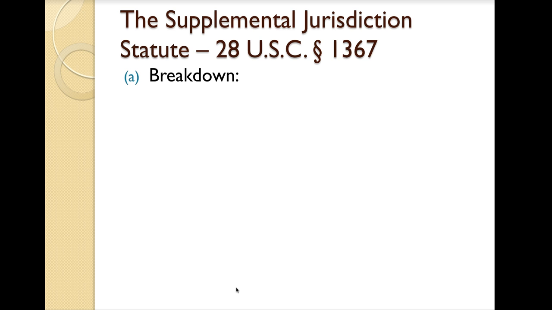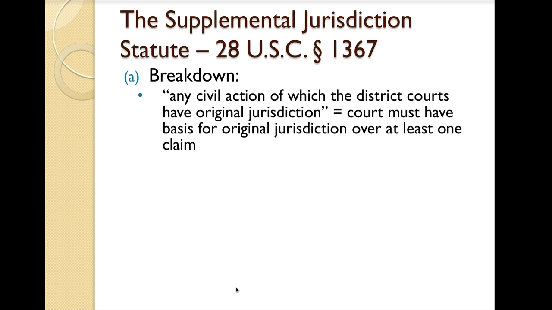As far as the broad conferral of supplemental jurisdiction in paragraph A goes, focus on this language that supplemental jurisdiction is conferred first of all in any civil action of which the district courts have original jurisdiction. So that's a threshold requirement. The court must have a basis for original jurisdiction over at least one claim. So there's always got to be something for the supplemental jurisdiction to attach to. So you've always got to look for at least one claim within the court's original jurisdiction.